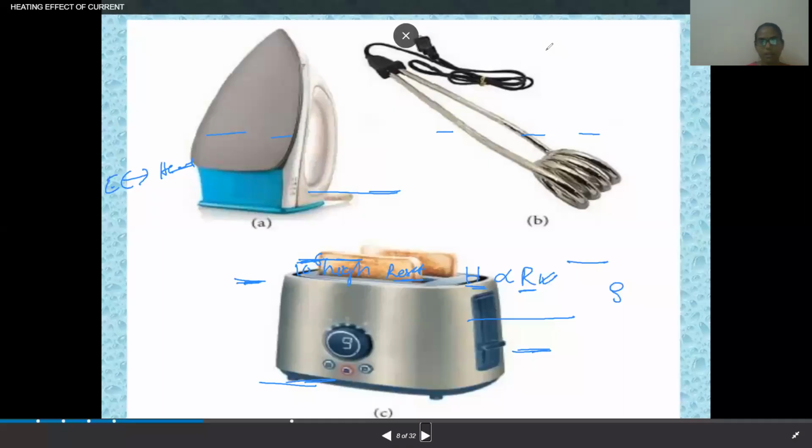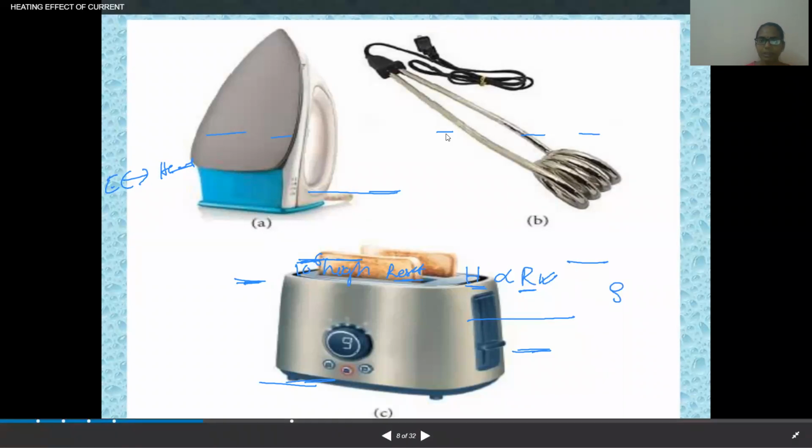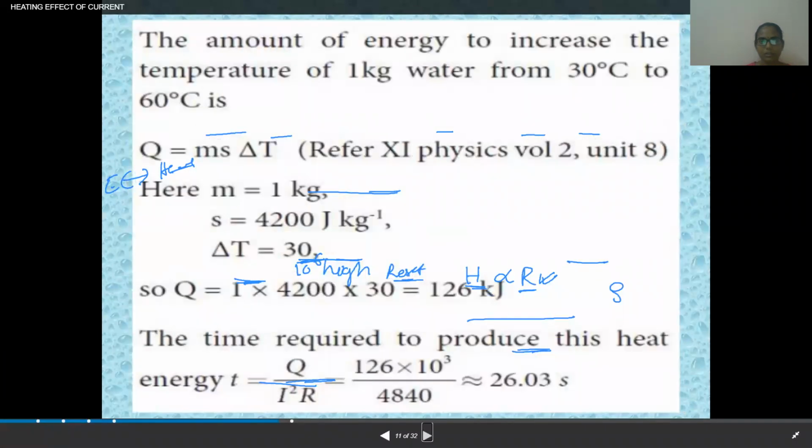Want to see the picture of electric iron, heaters and toasters? The heating element will be present in all of them, and that is what actually works. Example, you want to solve, just try it.